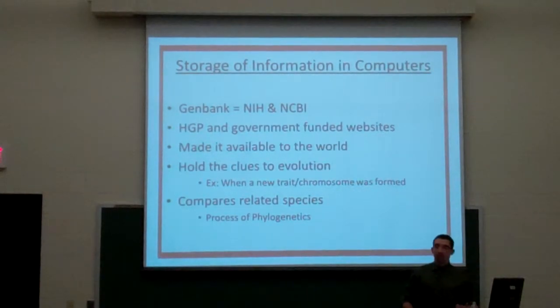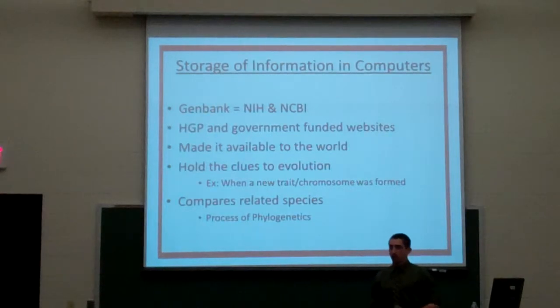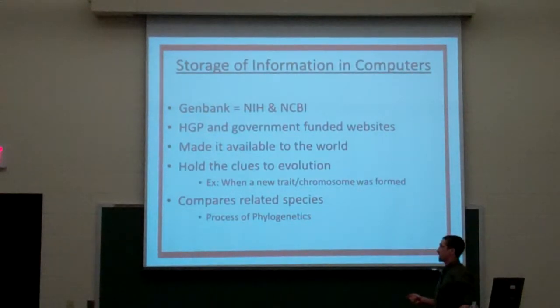Now, this information holds clues to evolution. For example, when a new trait or chromosome is formed throughout evolution. It also compares related species, which is the process of phylogenetics, as we discussed earlier.